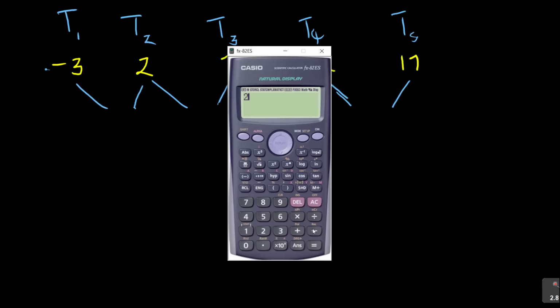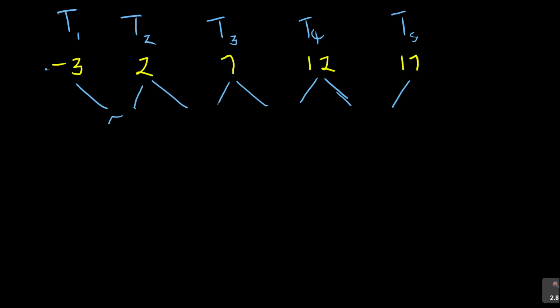2 minus minus 3. See that? What do we have? 5. So be careful there. And then 7 minus 2, this becomes easy, and 12 minus 7. So this number will always be the same, we call it the constant. Now, if you want the simpler route, this is the general formula.